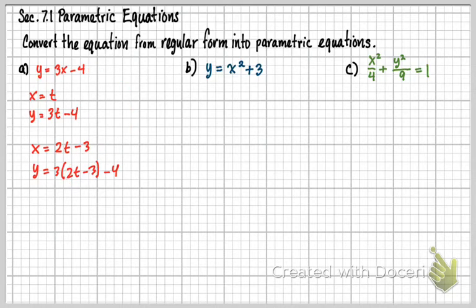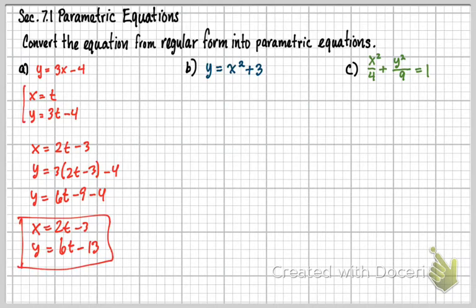Hopefully that makes sense. Okay, and then my y would equal 6t minus 9 minus 4. So then my two equations are going to be x equals 2t minus 3, and my y would equal 6t minus 13. So again, I just gave you two sets of parametric equations for that first equation there. So that's really how easy it could be to do these.